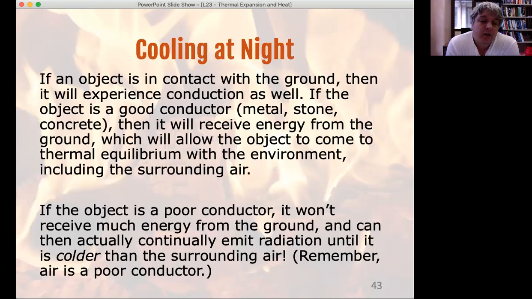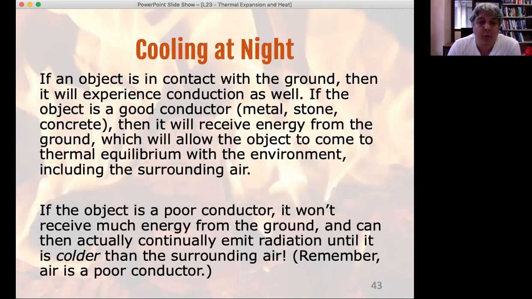If an object is in contact with the ground, then it will experience conduction as well. It's still emitting radiation because everything is constantly emitting and absorbing radiation, but if it's in contact with the ground, it's also experiencing conduction. If the object is a good conductor, like metal, stone, or concrete, then it will receive energy from the ground. And the ground was also warmed up by the sun all day. The ground has a lot of energy because the ground's huge, right? So the ground will provide energy and allow the object to come into thermal equilibrium with the environment, including the surrounding air.